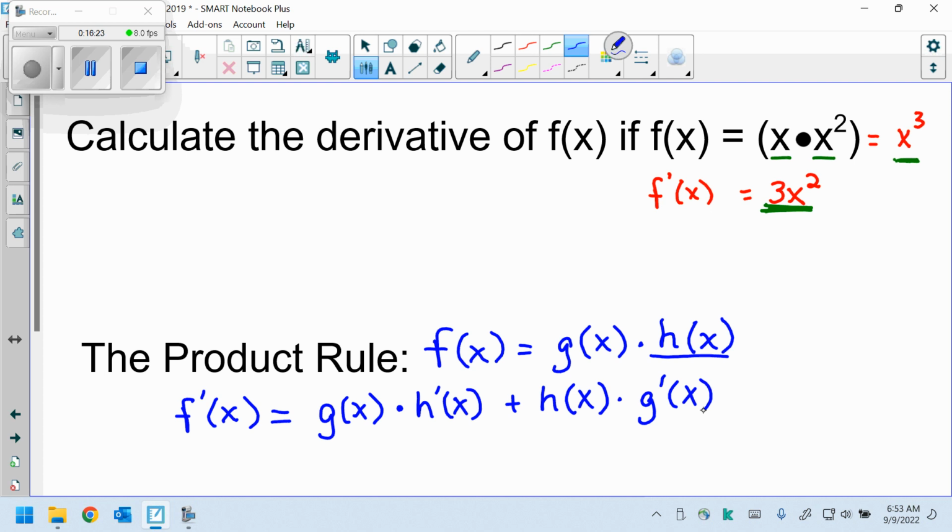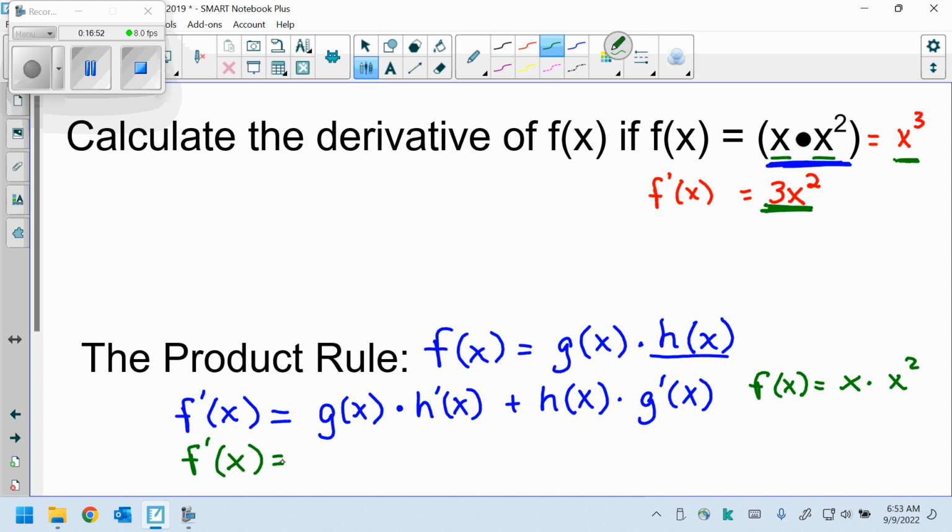Now, we could simplify this one, but let's just demonstrate the product rule using that function. Let's say that f of x is equal to x times x squared. And we're not going to simplify, just to demonstrate the product rule. So f prime of x, and I know the answer better be 3x squared.